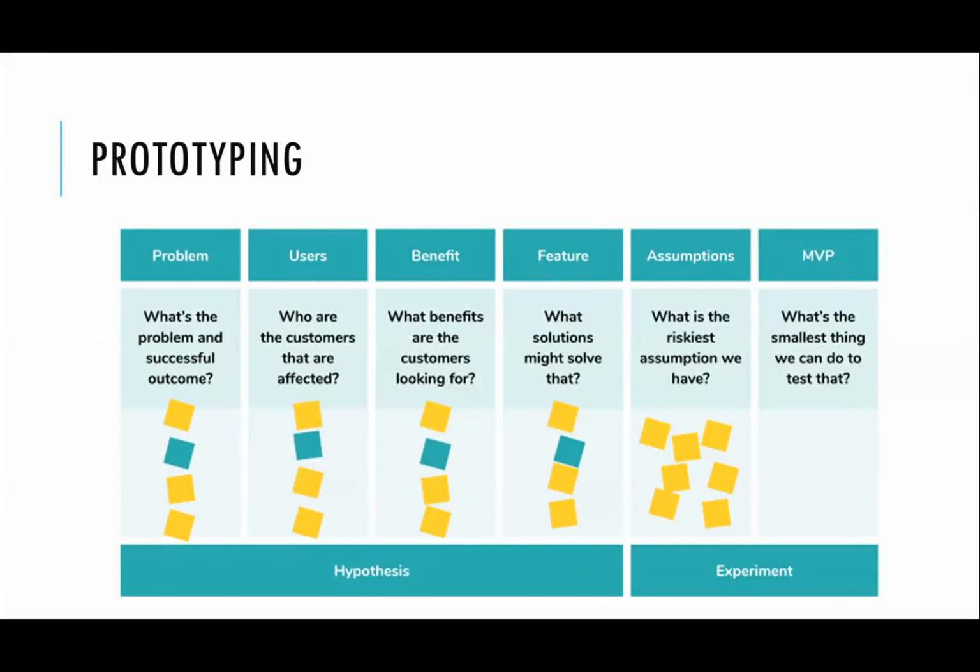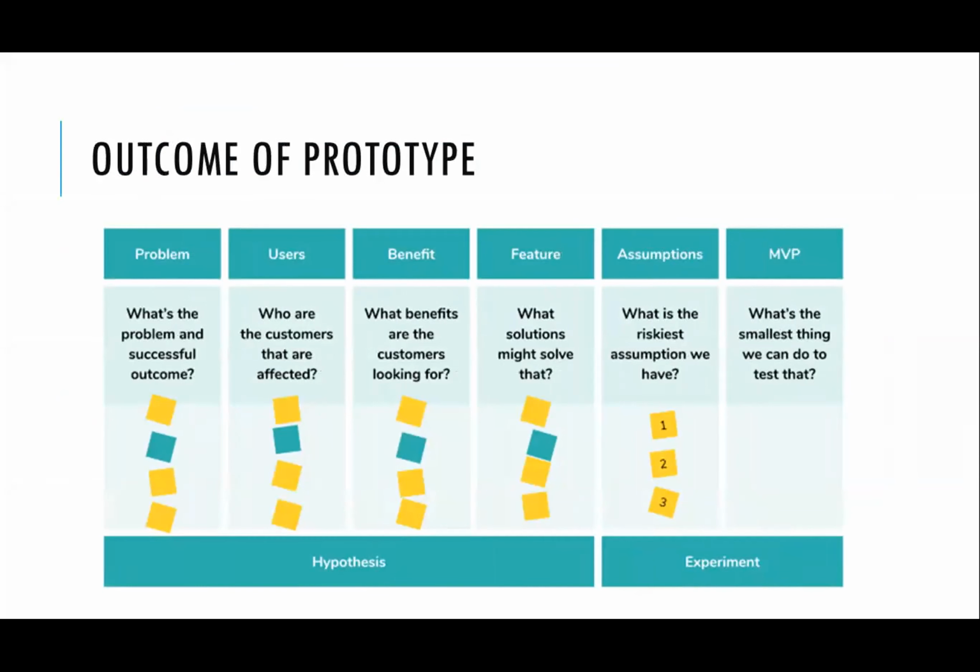So while prototyping, I need to decide what possible assumptions we need to take. This is where experimentation comes in. Finally, the outcome of a prototype is that, from n number of options, these are the riskiest assumptions that can affect the product cost. Now we can move into the prototyping.